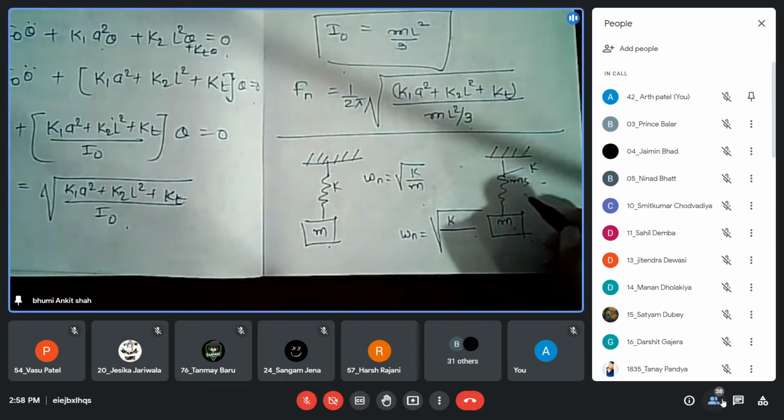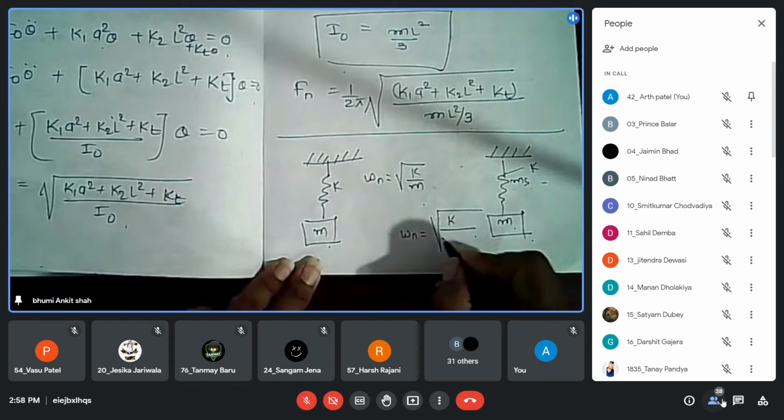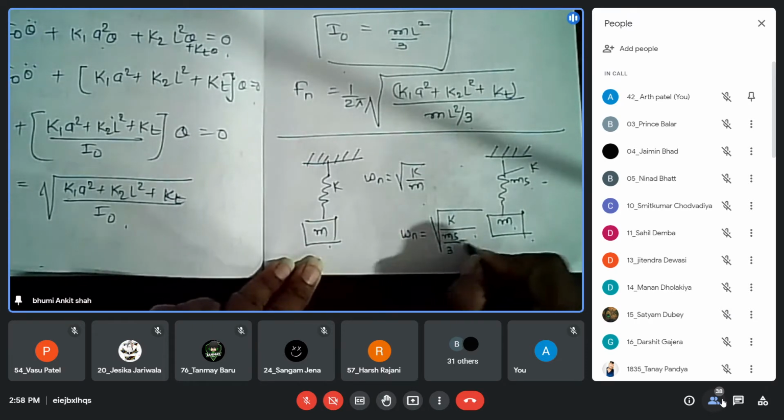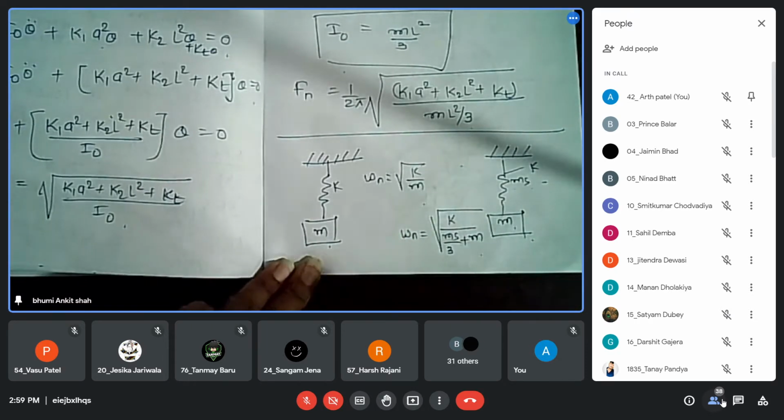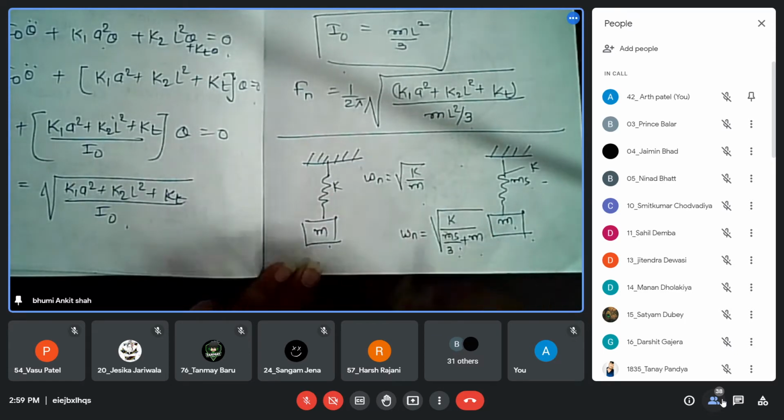So when you are considering the mass of the spring as ms and the other arrangement is the same, your natural frequency will change to ms by 3 plus m. So this is the difference, right? Only then are you taking the kinetic energy, and only then does this formula come. Otherwise, you need not consider this. If nothing is given, we will proceed with this only, right?